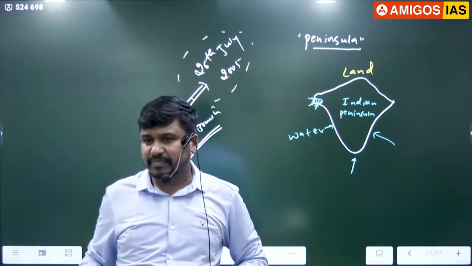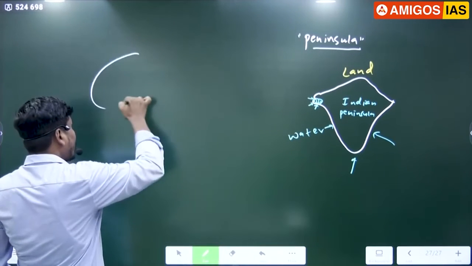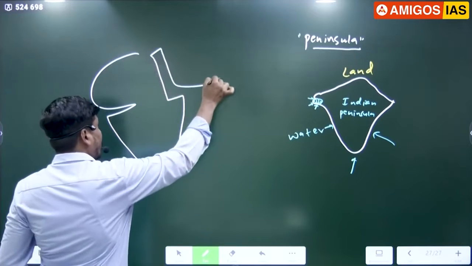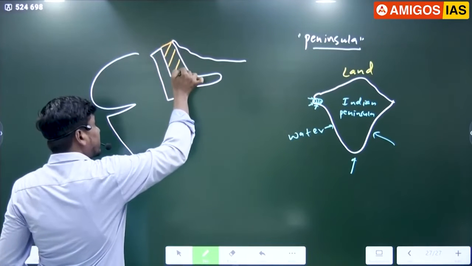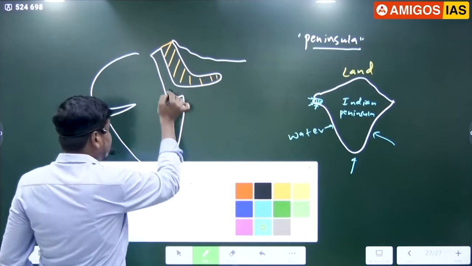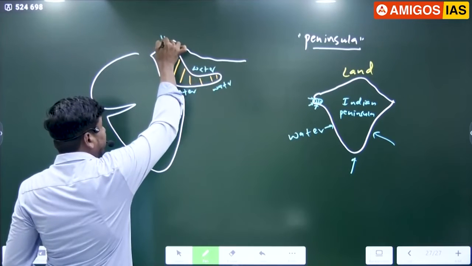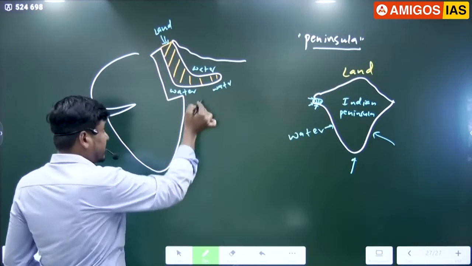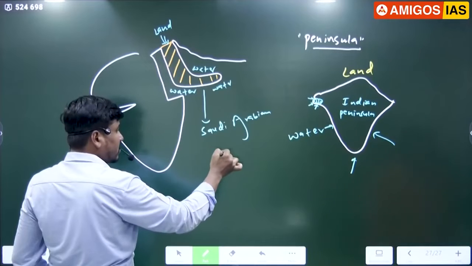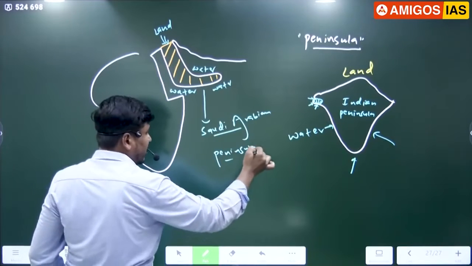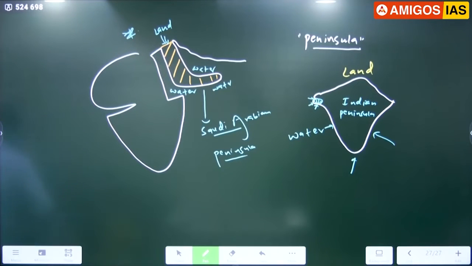And which is the largest peninsula in the world? Listen. Here, this is the Saudi Arabian landmass surrounded by water from three sides. Right? Here also water, water and water. Only one side is surrounded by land, and this we call the Saudi Arabian Peninsula, the largest in the world. Just remember it for your general knowledge.